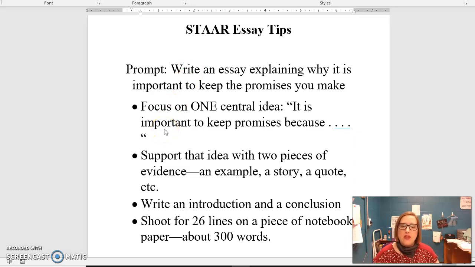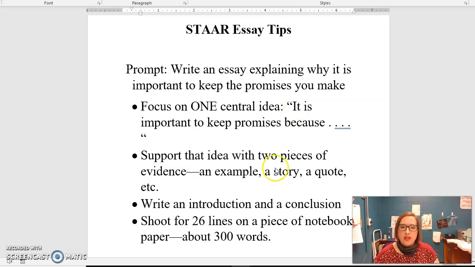Then you want to focus just on one central idea, and you want to state it clearly. A good strategy to use, and we'll talk about it more later this year, is to flip that question into an answer. So the essay wants you to explain why it's important to keep the promises you make. So your central idea might be something like this: it's important to keep promises because... So explain your reasons why it's important to keep promises.